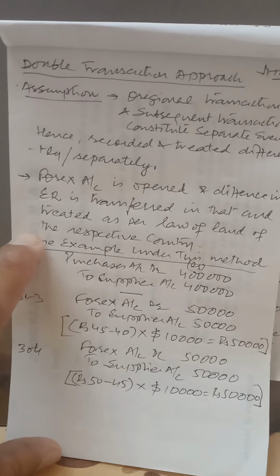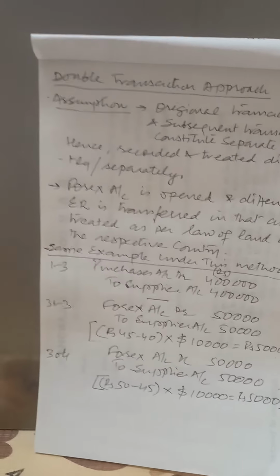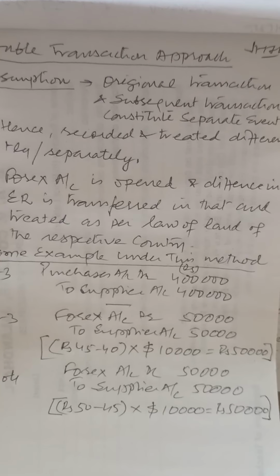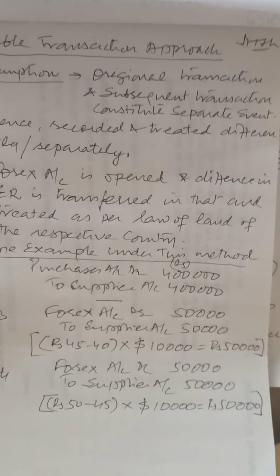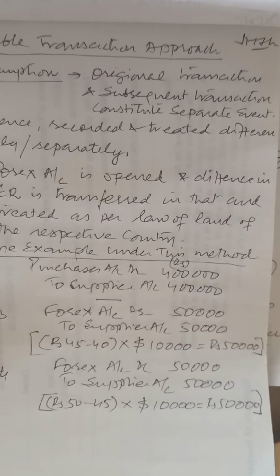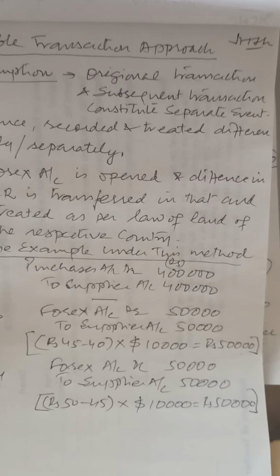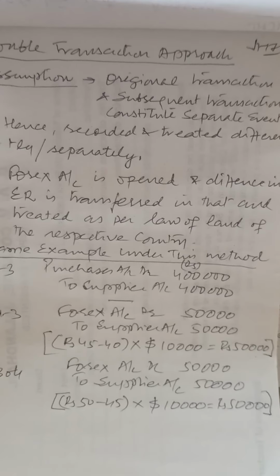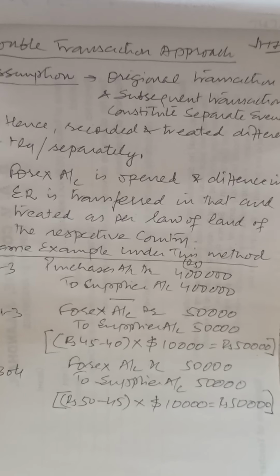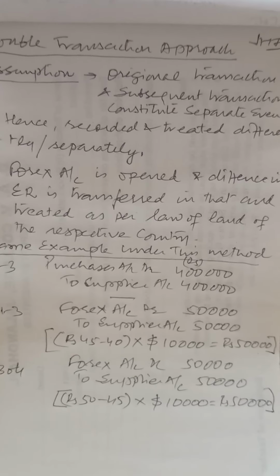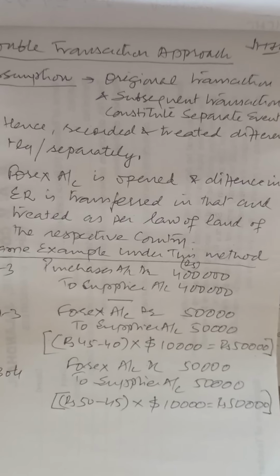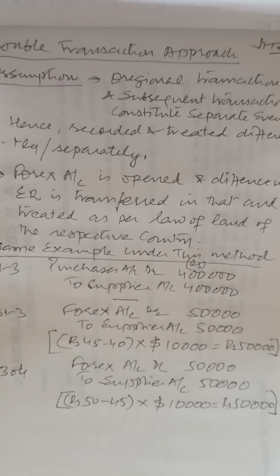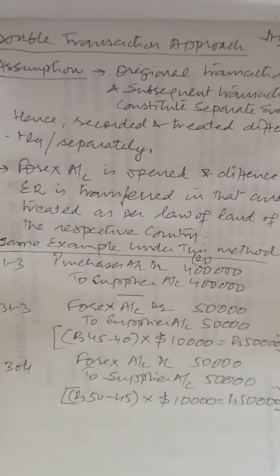So, for the sake of convenience, we generally open a forex account, and any exchange difference is always transferred to that account. Any difference that arises, that may be exchange loss or exchange gain, is always treated as per the law of the land of the respective country. We'll see one Indian accounting rule states how to deal with the exchange difference, and the Americans will decide the exchange difference according to their law of the land, according to their accounting rules. So I hope it is clear.